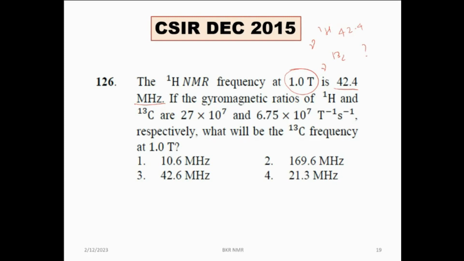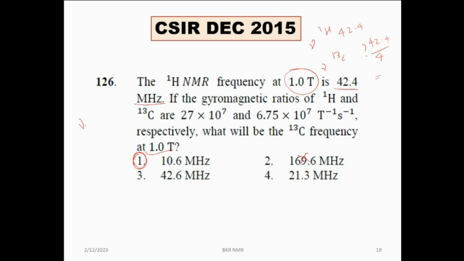How did I say to solve it easily? Same field, carbon is 4 times less than hydrogen. That's all. So hydrogen to carbon is 1 by 4, so 42.4 divided by 4. What is the answer? 10.6. That's it, finished. How else can we solve this?